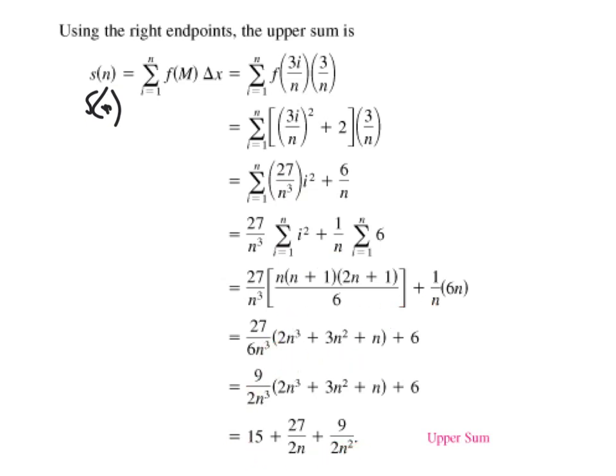And notice these values are very similar to what I had before. As n gets large, think about limits. As n goes to infinity, these are going to become 0. This area happens to be 15. With the lower sums, we had 15 minus 27 over 2n plus 9 over 2n squared. Upper sums, we have 15 plus 27 over 2n plus 9 over 2n squared.